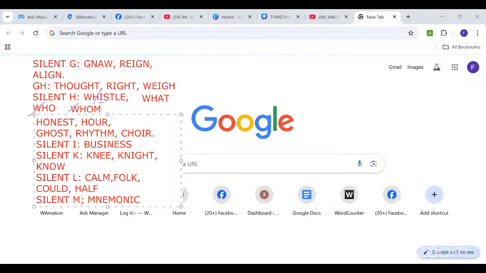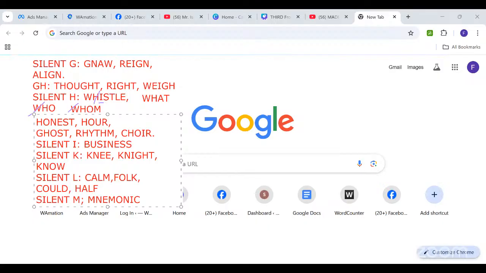Let's go over it again. When we have letter N after letter G, the G becomes silent, as in no, rain, align. Also, when we have GH after a vowel, the H becomes silent, as in thought, right, way.